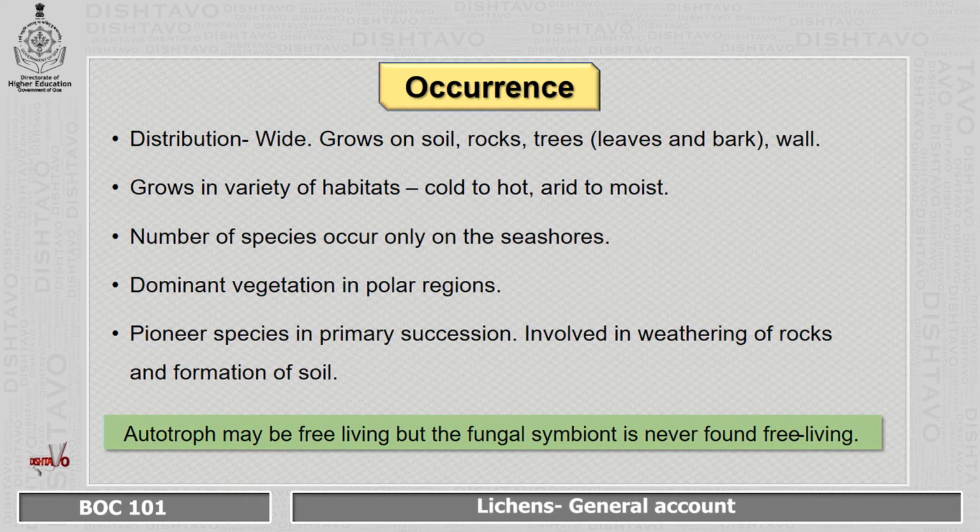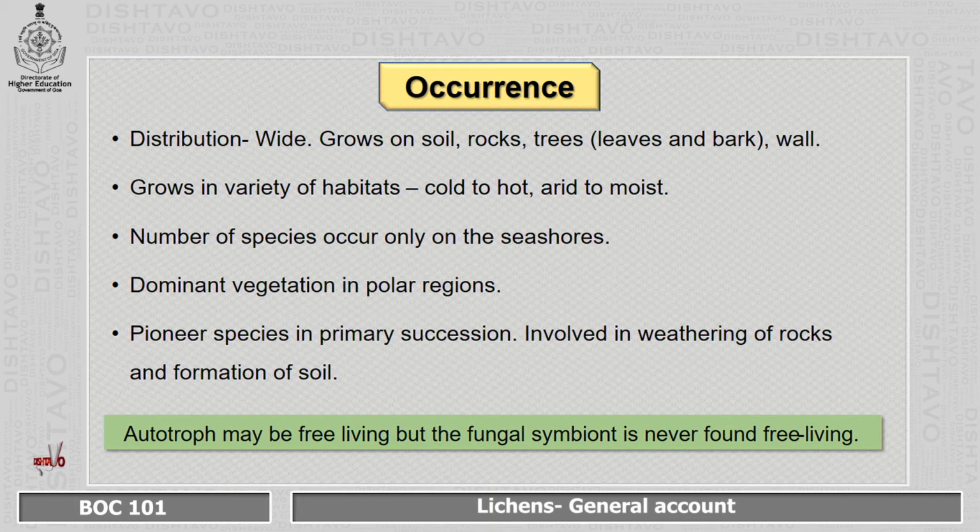Now, let us discuss the occurrence of lichens. Lichens have a wide distribution worldwide. They grow on soil, rocks, trees and even walls. They grow in a variety of habitats from cold to hot, from arid to moist conditions. A number of species occur only on seashores. It forms the dominant vegetation in the polar regions.